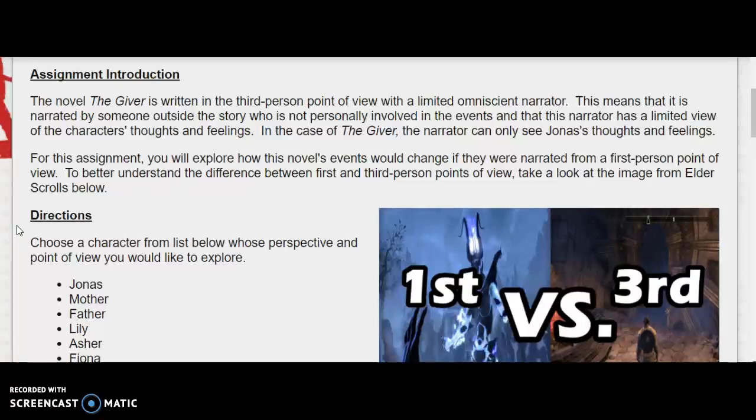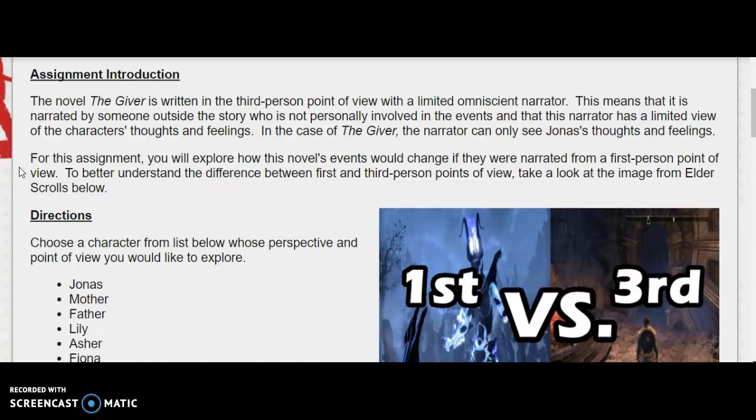Assignment Introduction. The novel The Giver is written in the third-person point of view with a limited, omniscient narrator. This means that it's narrated by someone outside the story who is not personally involved with the events and that this narrator has a limited view of the characters' thoughts and feelings. In the case of The Giver, the narrator can only see Jonas's thoughts and feelings. For this assignment, you will explore how this novel's events would change if they were narrated from a first-person point of view.